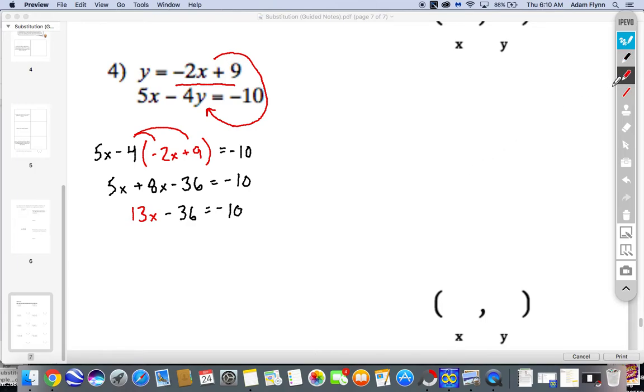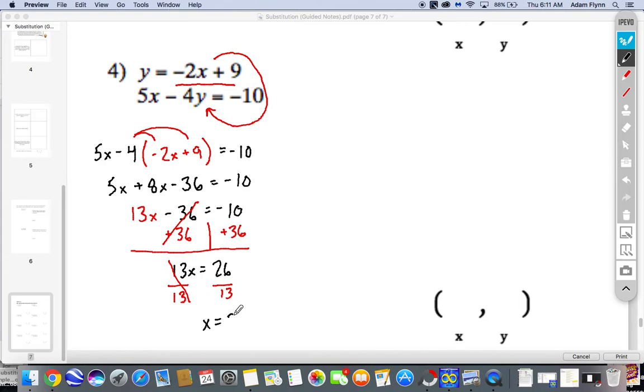To get rid of the negative 36, I will add 36 to both sides. When I do that, negative 36 plus 36 is going to cancel. So I get 13x equals negative 10 plus 36, which is going to be a positive 26. To get this x by itself, I'll divide both sides by 13. 13s will cancel on the left side. So we are left with x equals 26 divided by 13, and 13 goes into 26 twice, so our answer is going to be 2.